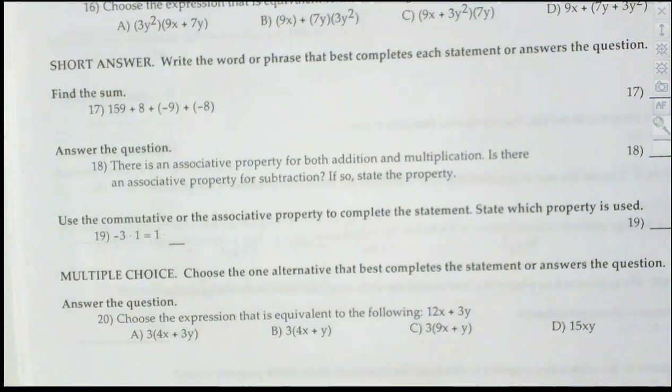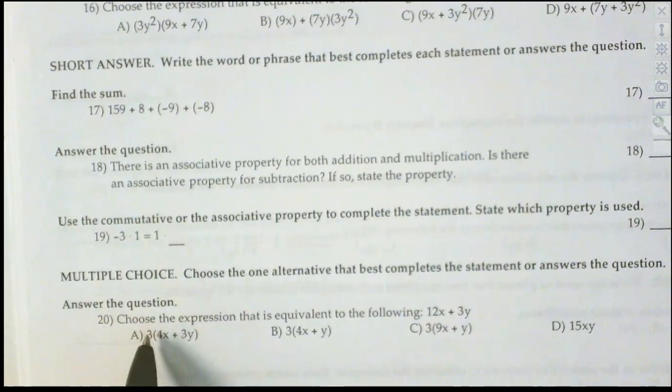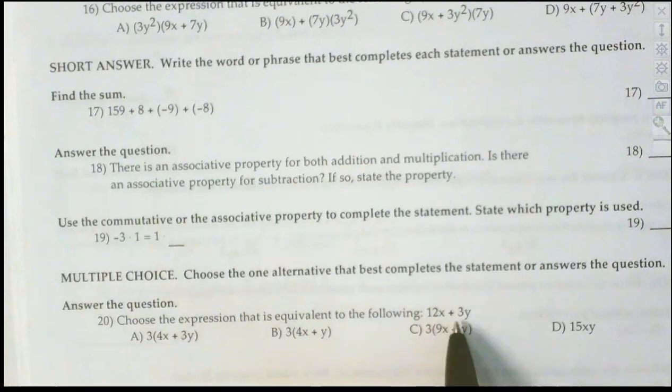And 19, fill it in and tell me what property was used here. And 20, use your distributive property. So on 20, just distribute through that 3 in each one of these and see which one matches up to that original. So 20 is just distribute through all the answer choices and see which one gives you that.